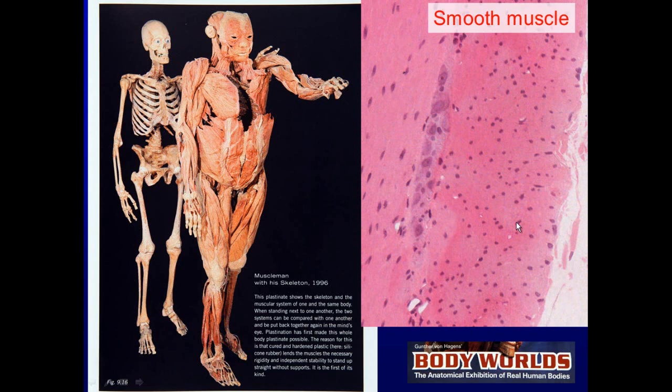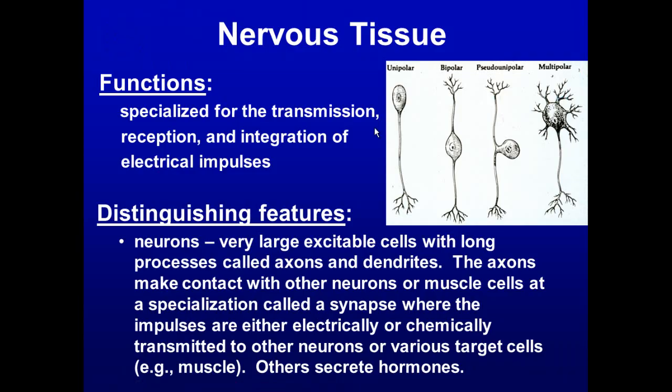And what regulates the smooth muscle in the gut is nervous tissue. So these are ganglion cells. There's one right there, one right there, one right there, in the connective tissue, surrounded by muscle that we see there. So nervous tissue is specialized for transmission, reception, and integration of electrical signals. And you have different types of nerve cells. Don't be worried about that right now. When we get to the nerve, we'll talk about that.